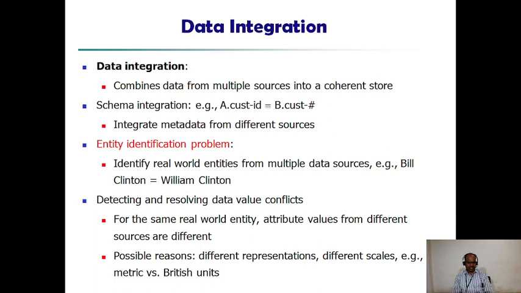So the possible reasons are different representations like this. For example, here it is represented like this. So different representations, different scales, or different metrics, like somebody measures the weight in kilos, or somebody may measure the weight in pounds, or some other units. So these are the different discrepancies that we have to avoid, or that we have to solve when we are going for data integration.